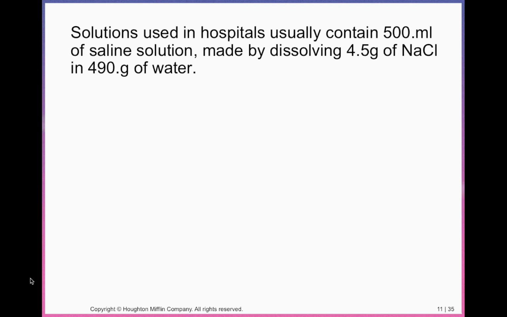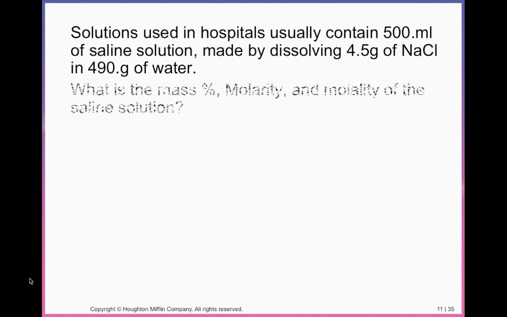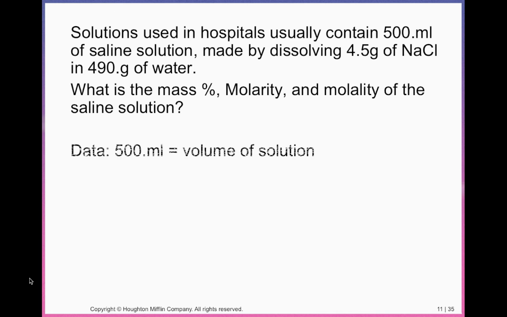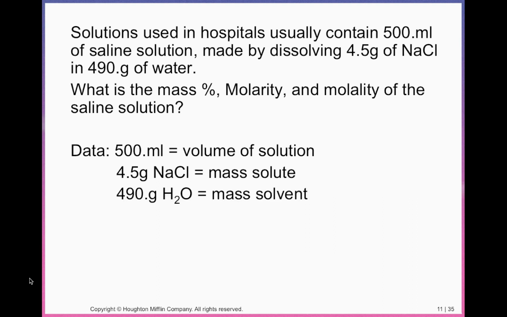Let's take a look at an example question. Solutions used in hospitals usually contain 500 mL of saline solution made by dissolving 4.5 grams of sodium chloride in 490 grams of water. Now we're asked to find the mass percent, the molarity, and the molality of this solution. So let's copy out the data and take a look at it. So we have 500 mL, that's the volume of the solution. We're definitely going to need that for molarity. 4.5 grams, that's the solute's mass. And 490 grams is the mass of the solvent.